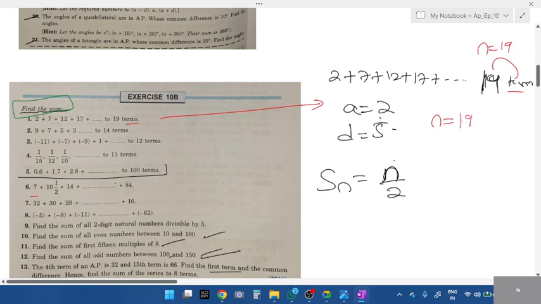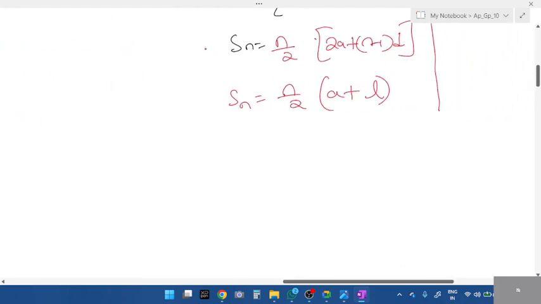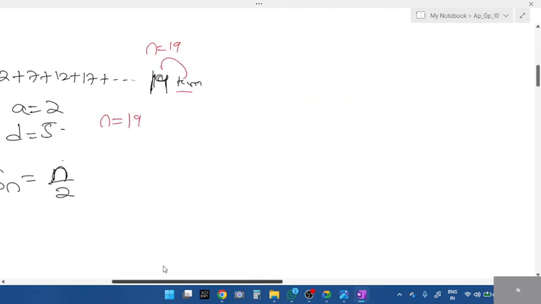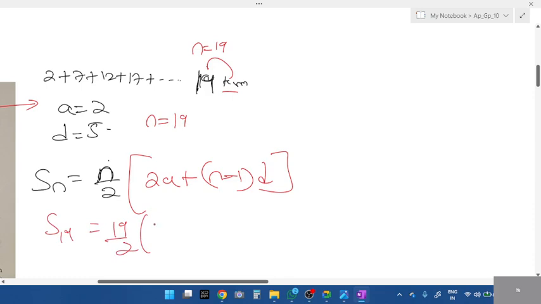So we need to use the formula with A, D and N. Which formula is A, D, N? Which one will you use, the first or second one? The first one. N by 2 into 2A plus N minus 1 into D. So S of 19 is 19 divided by 2 into 2 into 2 plus 19 minus 1 into 5.